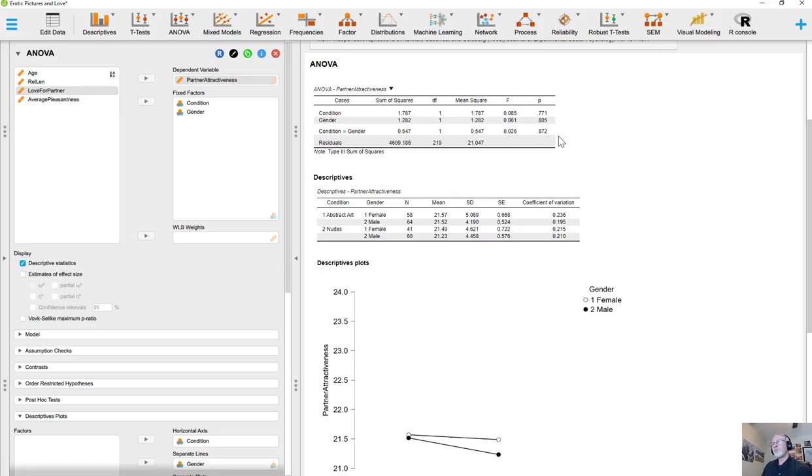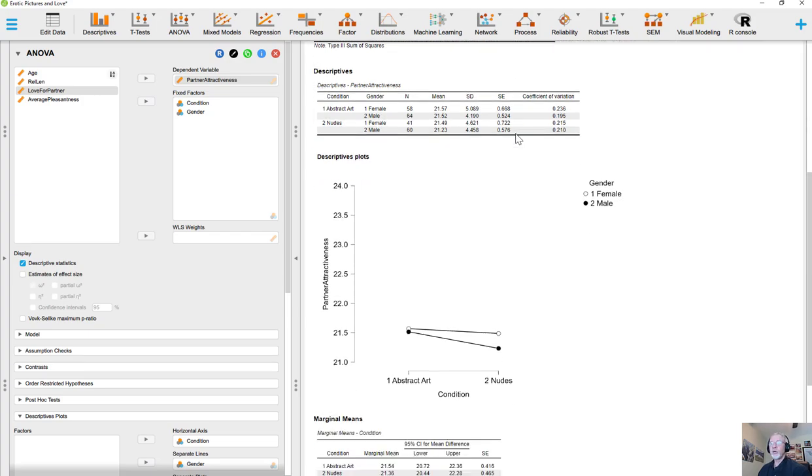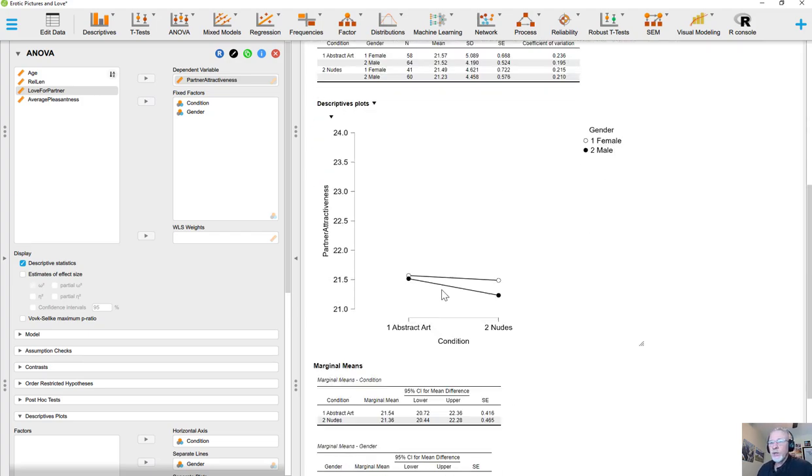So none of these F obtained values surpass the F critical values. There's no main effect for condition. There's no main effect for gender. There's no interaction effect. When you look at these means, the graph, it looks like there's a pattern such that the lines are not perfectly parallel, but they're not significantly deviating from being parallel.